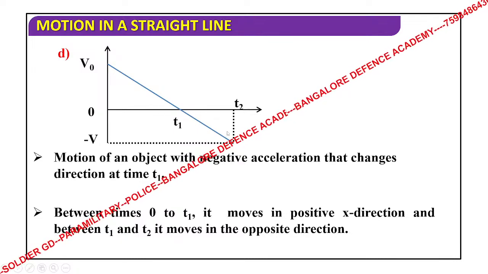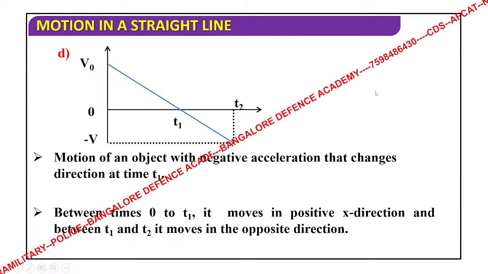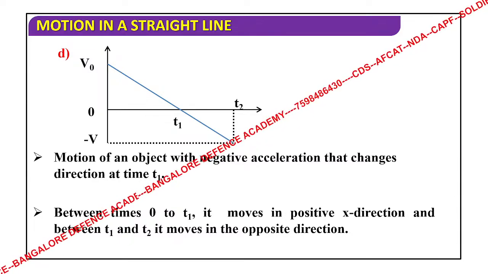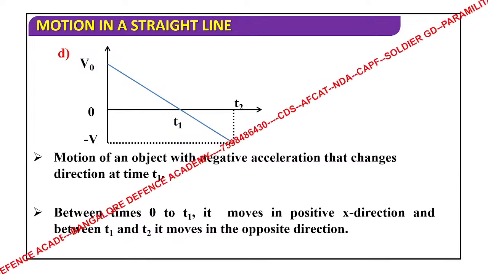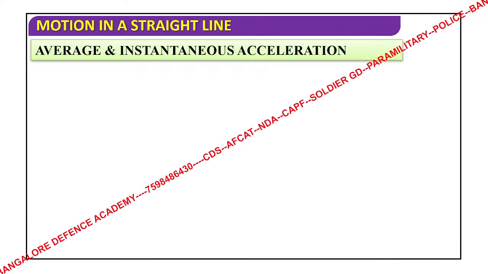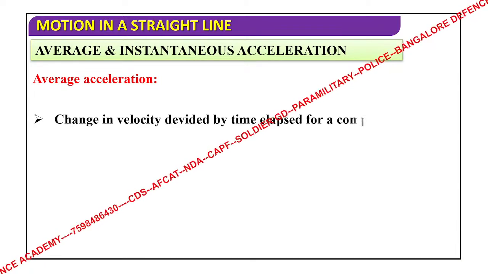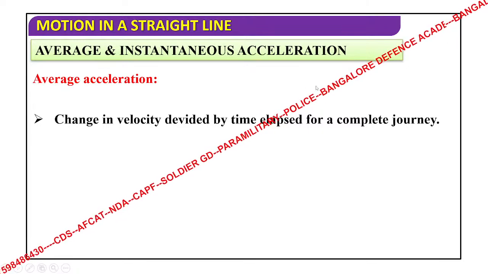And the logic here is, sometimes in exams they'll ask you the question, can acceleration be negative? Yes, it can be negative. Can displacement be negative? Yes, it can be negative or zero. But what about distance? Distance cannot be negative. Okay, next, average and instantaneous acceleration. Average acceleration is the change in velocity divided by time for a complete journey.